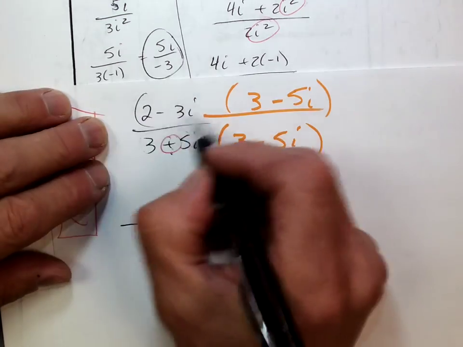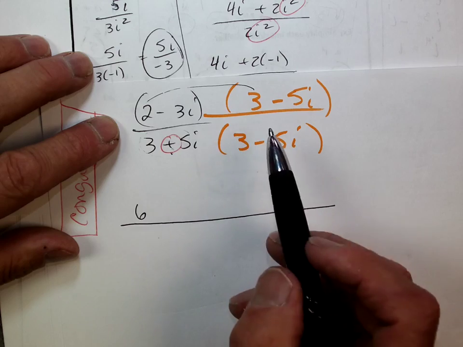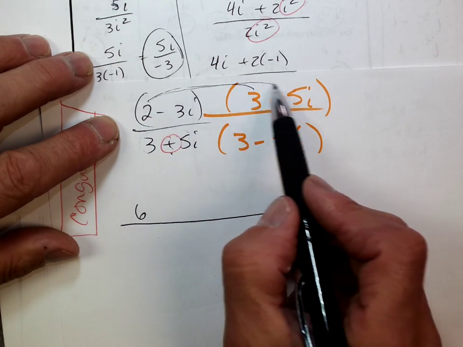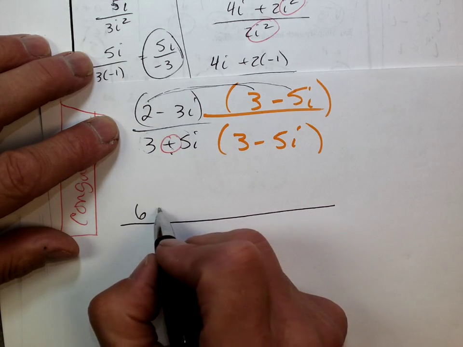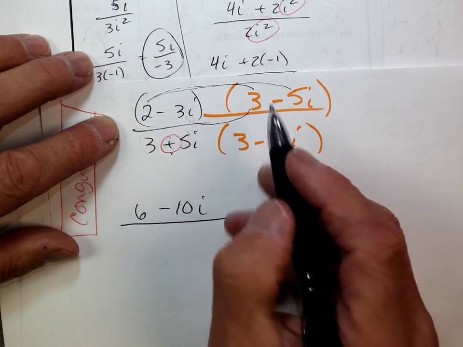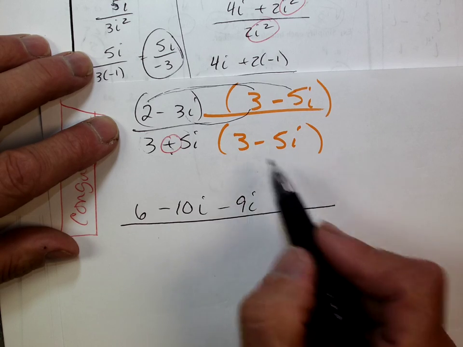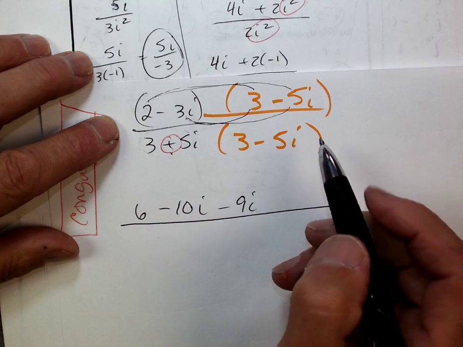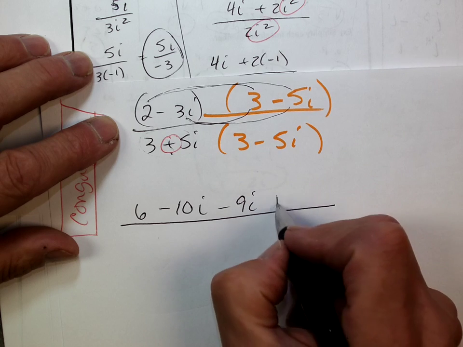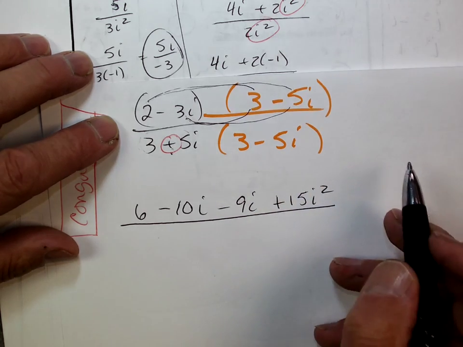So let's go ahead and do the top. 2 times 3 is 6. 2 times negative 5i is a negative 10i. Negative 3i times 3 is a negative 9i. Negative 3i times negative 5i is a positive 15i squared.